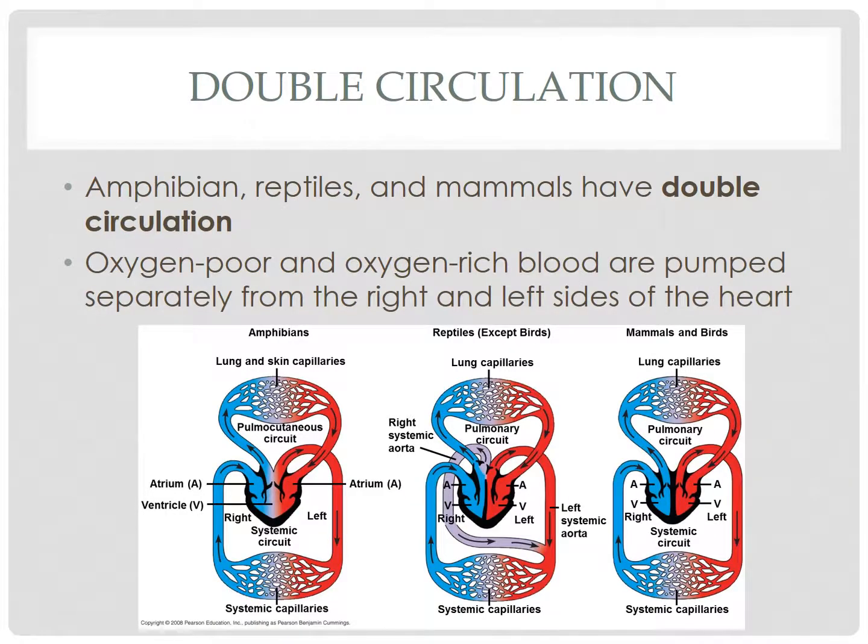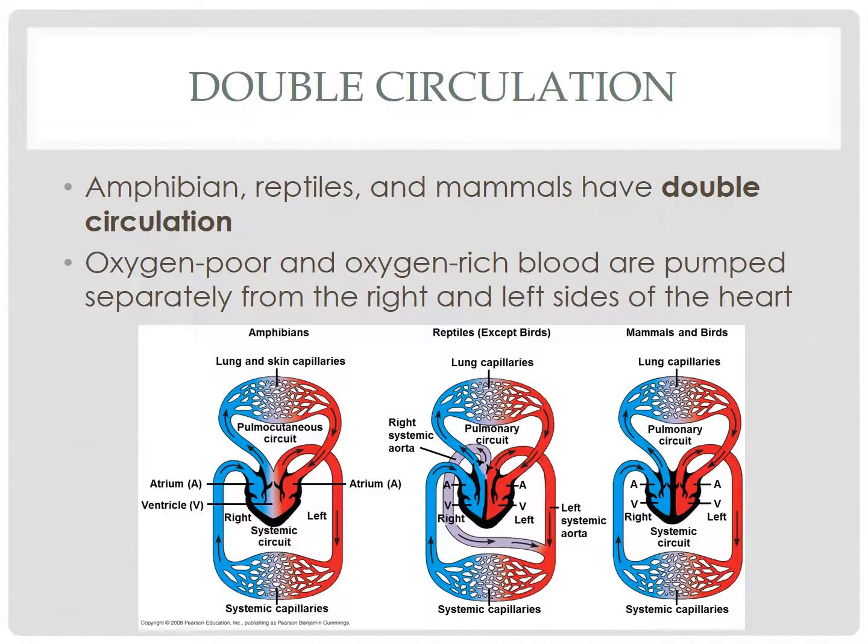So when we look at our amphibians, our reptiles, our mammals, you'll notice they have a double circulation. That means that there's actually two loops in which the blood is going to leave the heart and go pick up oxygen, return to the heart, and then leave the heart to drop off the oxygen at the systemic capillaries and then return back to the heart. So there's actually two loops at play with our double circulation.